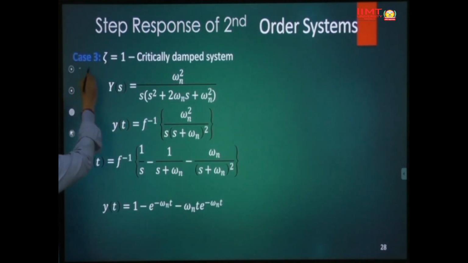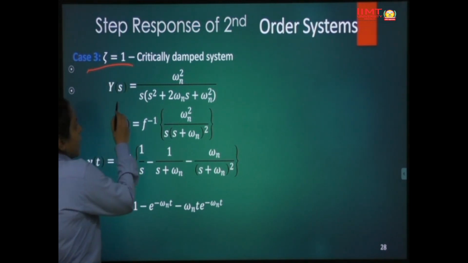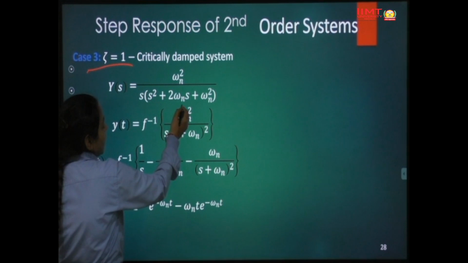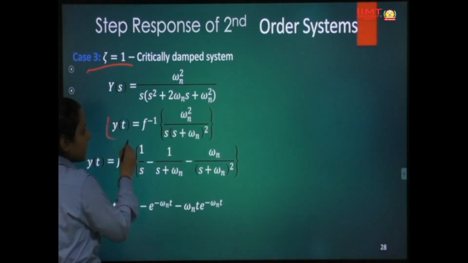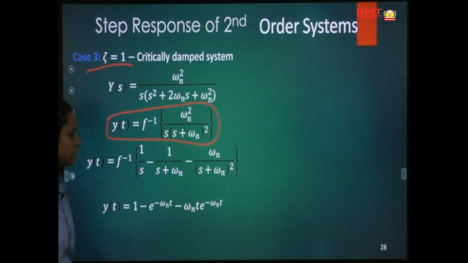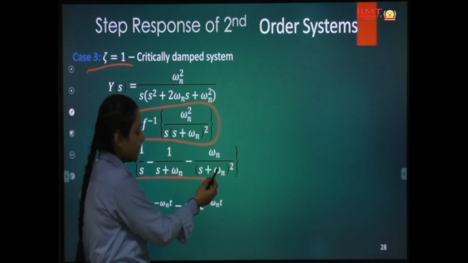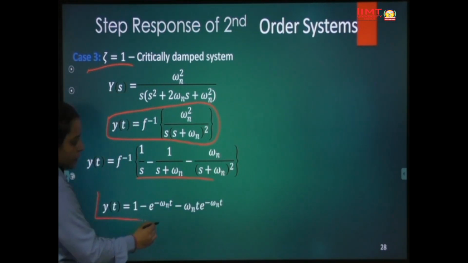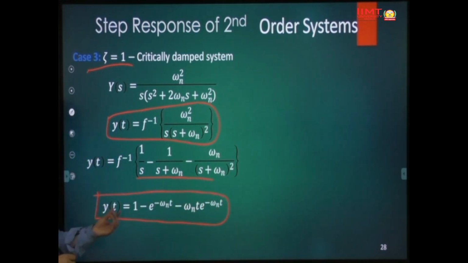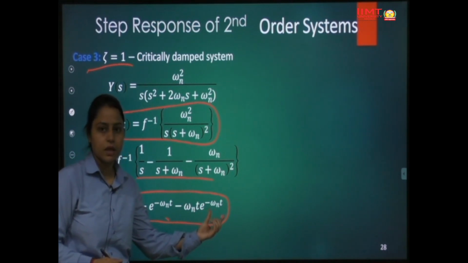So next, case 3, when zeta is equal to 1, that is, for a critically damped system. Y(s) would be equal to omega n square upon s square plus 2 omega n s plus omega n square, as we have kept zeta as 1. We take the Laplace inverse transform of this function after doing the partial fraction. We get 1 upon s minus 1 upon s plus omega n minus omega n upon (s plus omega n) whole square. So the inverse Laplace transform would be y(t) equal to 1 minus e to the power minus omega n t minus omega n t e to the power minus omega n t.